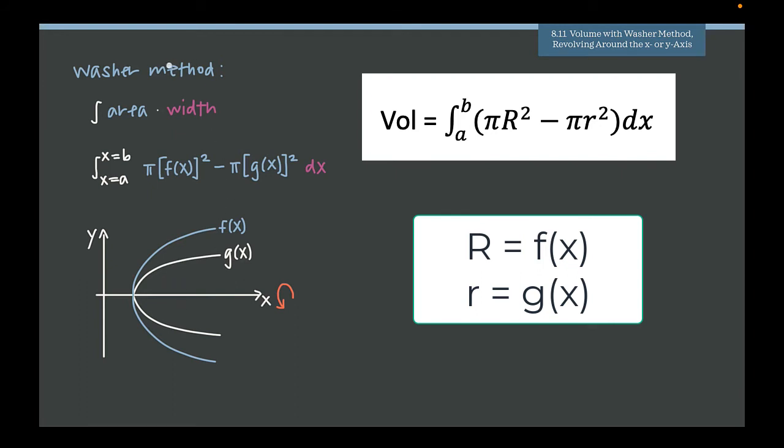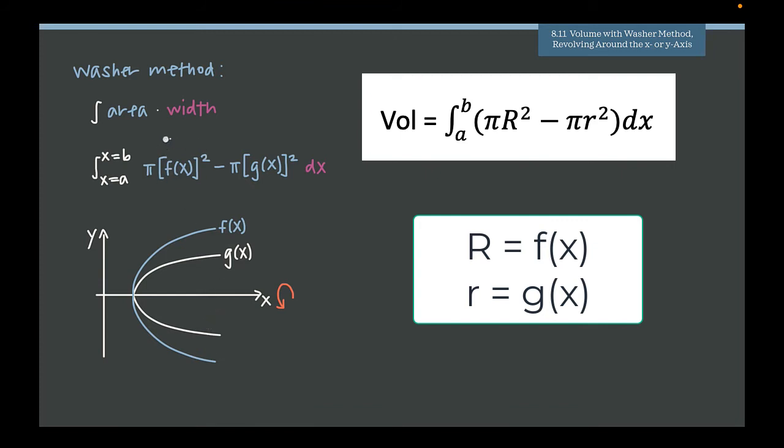Just like with disk method, when we have washer method, you still want to go back to the integral of area times width. Area is going to be given by the area of the disks, and width is going to be given by this differential value dx. And the whole idea here is, think about this as two separate disk method problems. Because if we imagine for a second that g of x isn't here, and we just have f of x, it creates this full solid here, and we can find the volume when we rotate f of x around the x-axis as a disk method problem.